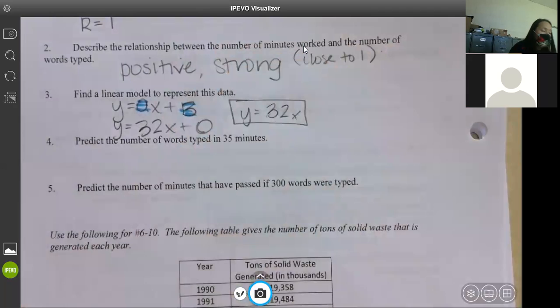Pencil on E or is it paper? Nope. Paper and pencil. But it's multiple choice, so they're going to take their test and then they'll upload their multiple choice answers in. All right.